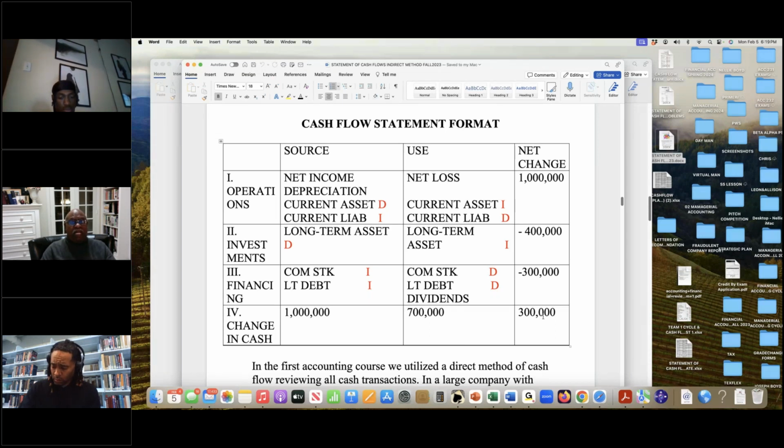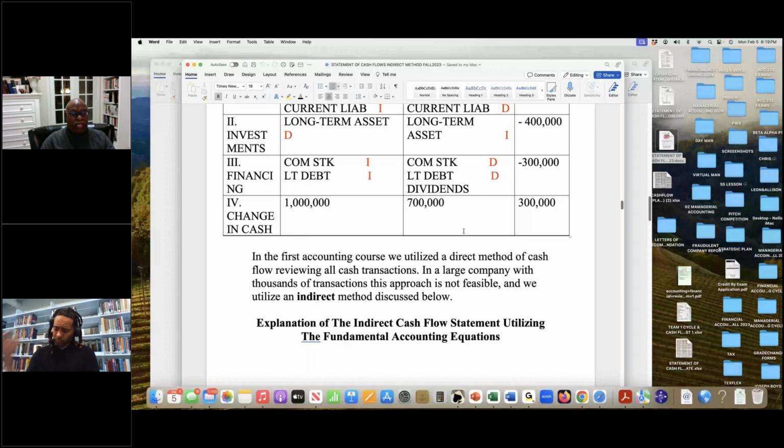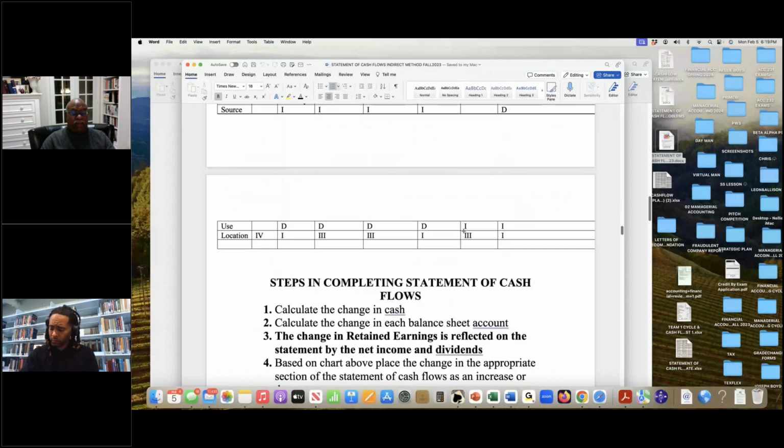Operating items are going to be the net income as a source, net loss as a use, and depreciation because that's subtracted in getting net income. It is not a cash item. Then current assets and current liabilities, all of these items, the regular current things in operations. The long-term assets are here in part 2, and then common stock and dividends are in part 3. And this chart shows that.